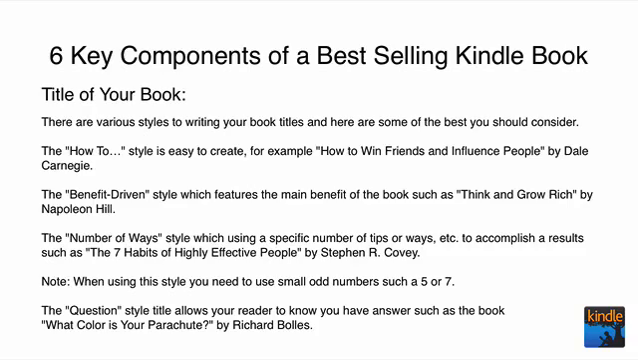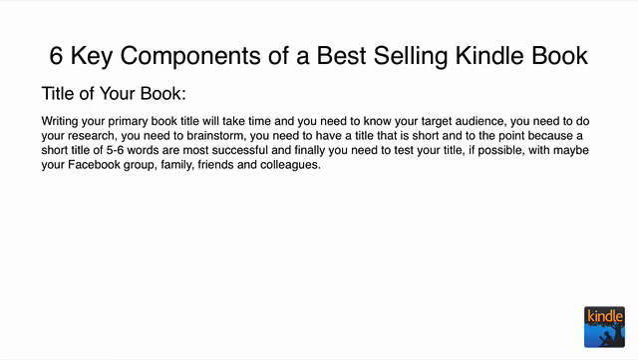Now, in the number style, you need to use a small number such as 5 or 7, such as 7 Habits of Highly Successful People. Now, the question style allows your reader to know an answer is coming, such as What Color Is Your Parachute? by Richard Bolles. Now, writing your primary book title will take time, and you need to know your target audience. You need to do your research. You need to brainstorm.